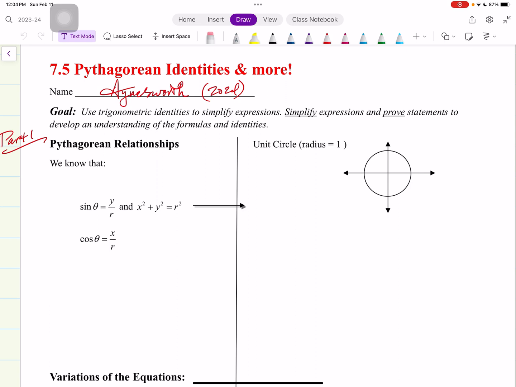The goal here is to use trigonometric identities to simplify expressions. And we want to simplify expressions and prove statements to develop understanding of the formulas and identities.